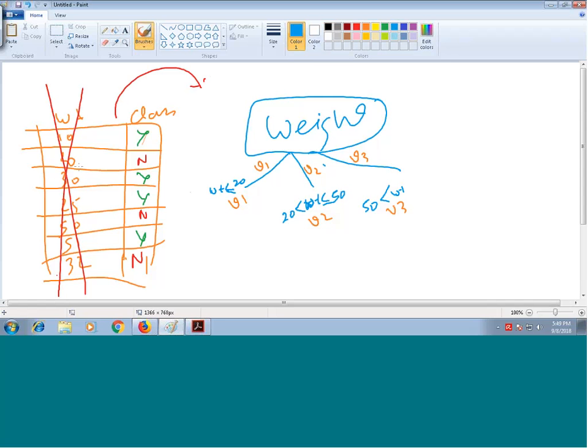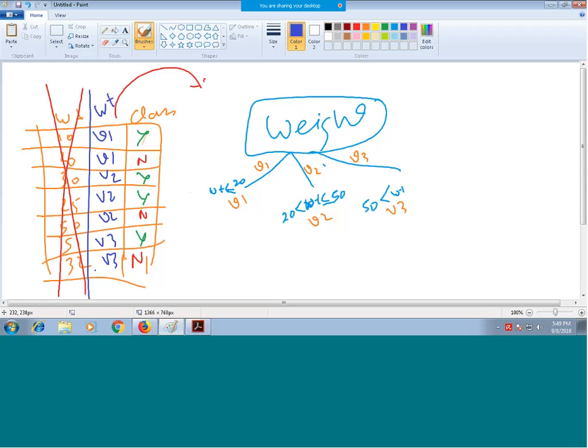If it is less than 20, you take this value V1. This is V1. This is less than 50, so it is V2, V2, V2, and here it is greater than this, so therefore you can say V3, V3. Weight now becomes this thing: weight is V1, weight is V2, weight is V3.